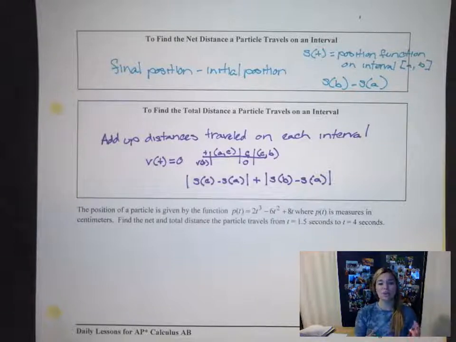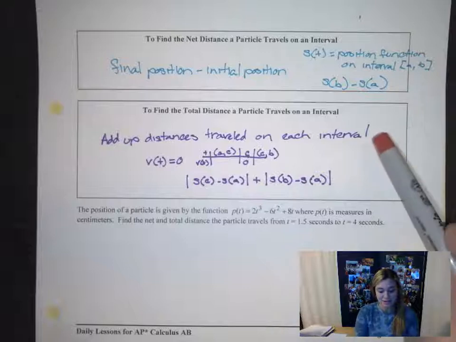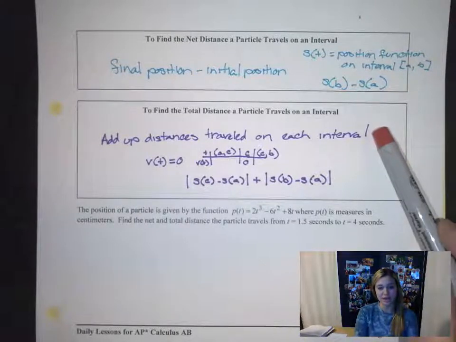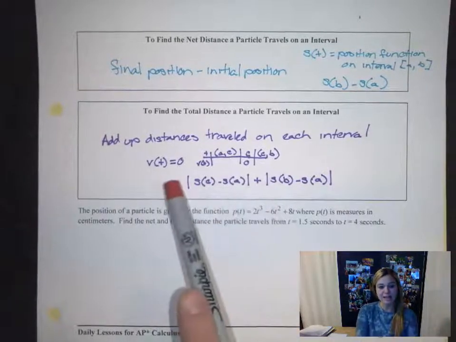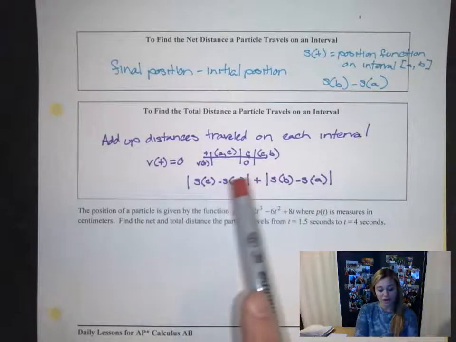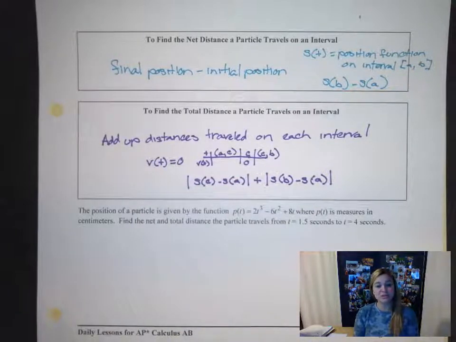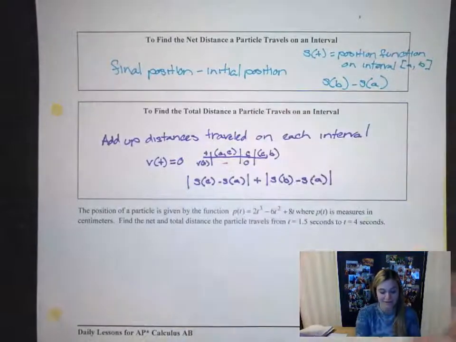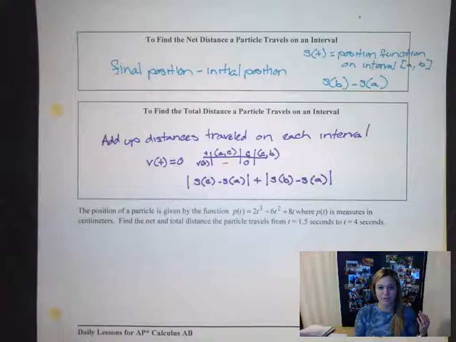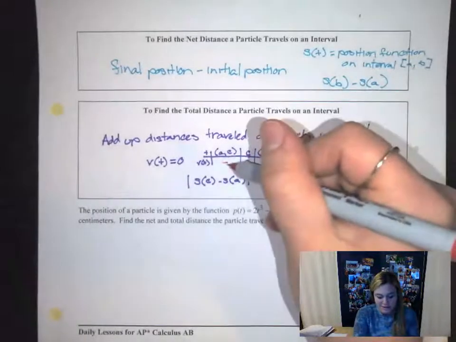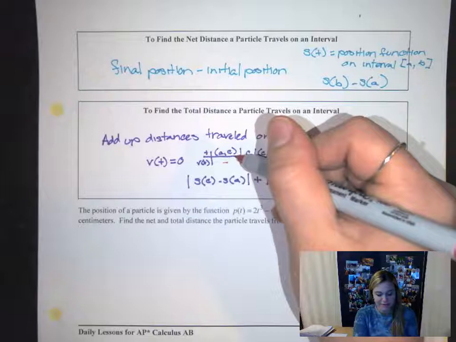We need to account for those possible changes, so we add up the distance traveled. This is the basic explanation. How we do that is we set velocity equal to 0. We make a chart, and then we see, is there a change in position? Let's say from A to C, some time interval A to C, and then C to B. I know that's a little weird because I didn't go in alphabetical order, I just chose the next letter. Let's say from A to C, the velocity is negative.